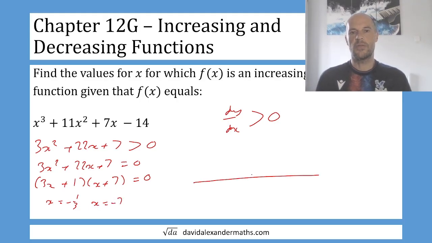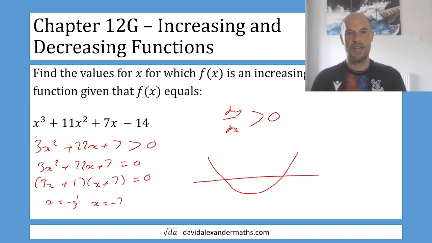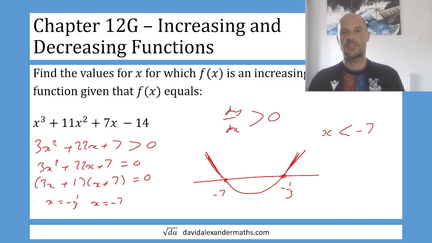So all we're doing is we're solving a quadratic inequality. If you don't remember how to do that, then I think it's chapter 3 off the top of my head. So we've got our x-intercepts at negative 1/3 and minus 7. So where is it greater than 0? Well, it's here and here, so that is to the left of negative 7, so therefore x is less than negative 7, and it's to the right of minus 1/3, so that is when x is greater than minus 1/3. Okay, so when x is less than negative 7 or greater than negative 1/3, we have an increasing function.